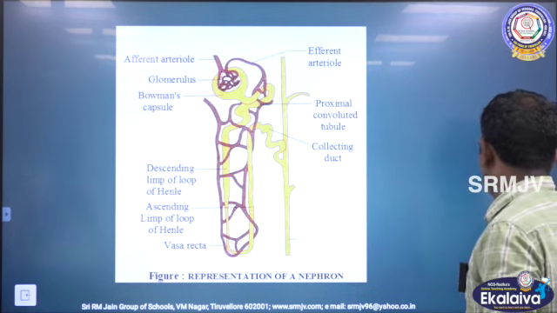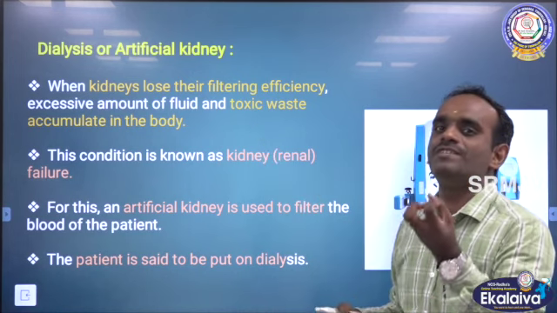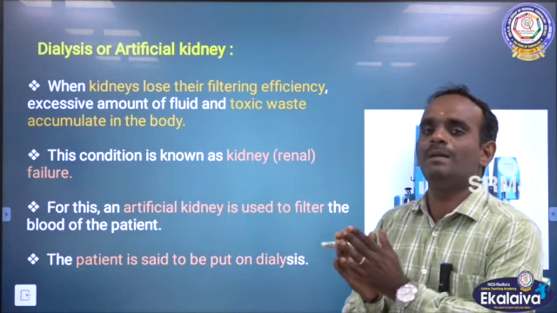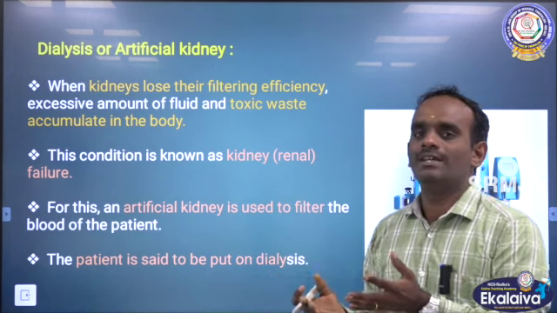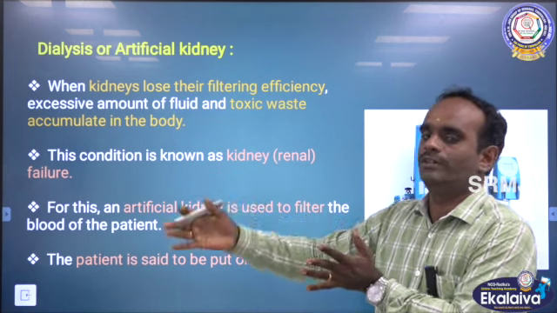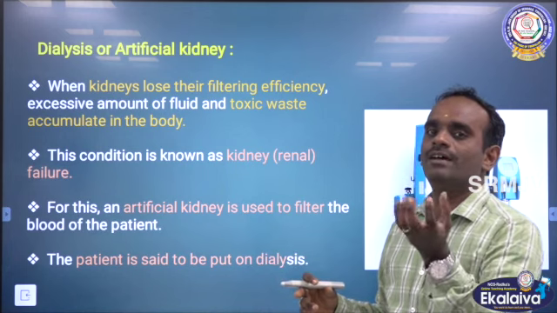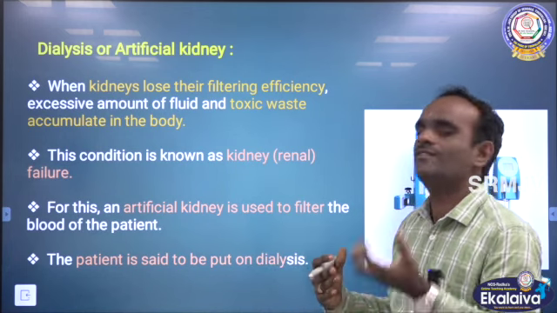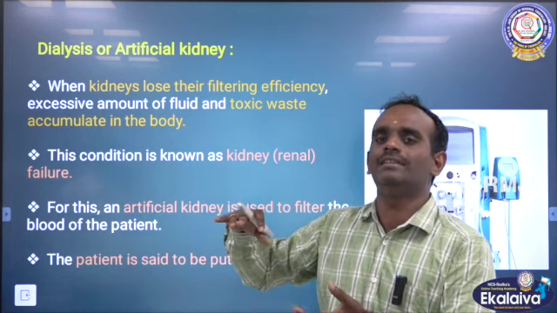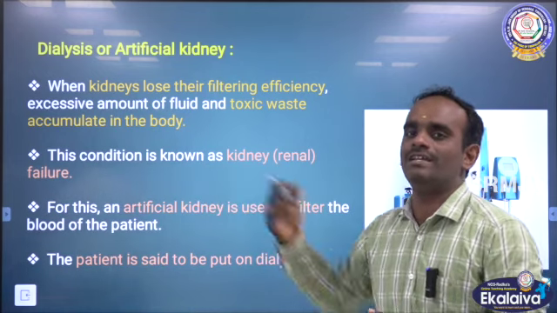Then we move on to dialysis, or artificial kidney. What is the meaning of artificial? If a person has kidney failure and the filtration process is not good, then he or she moves to the artificial kidney, or dialysis. When the kidney loses its filtration function, what will happen? Toxic substances accumulate in the body. It leads to many ill effects. This condition is called kidney failure or renal failure.